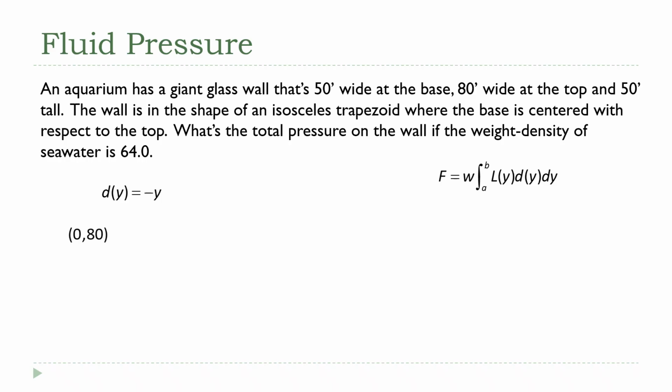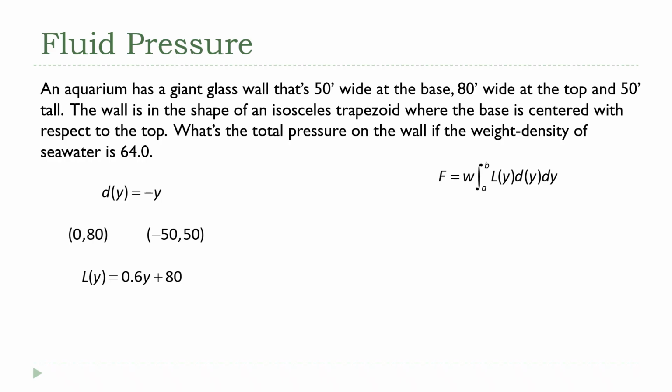Okay, so what I want you to notice here is that at the top, when y is equal to 0, we're at the top of the wall, and the width is 80 feet. When we get down to the bottom of the wall at negative 50, the width at that point is 50 feet. So if we find the line through these points, we'll get a function that describes the length. You can find the slope-intercept form. It comes out to 0.6y plus 80.